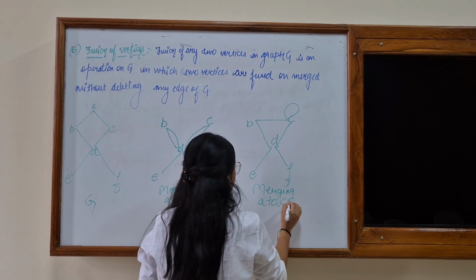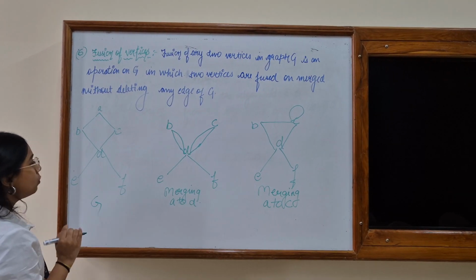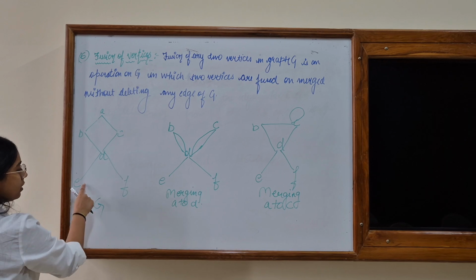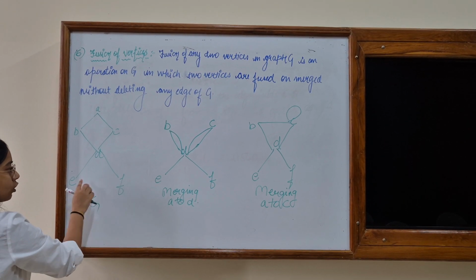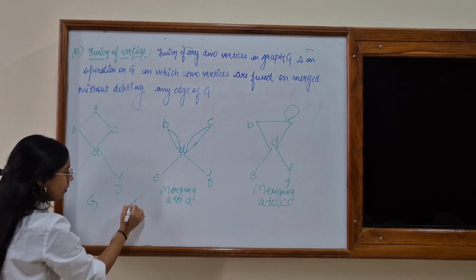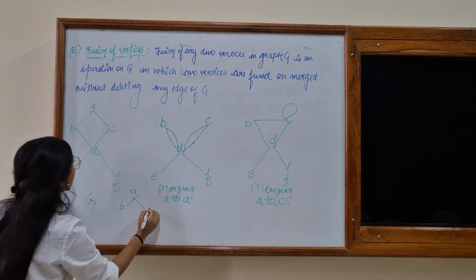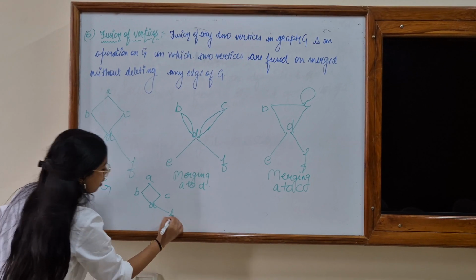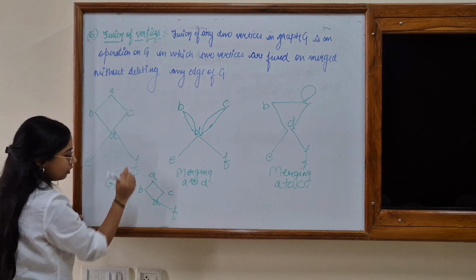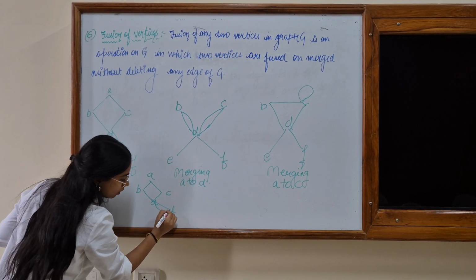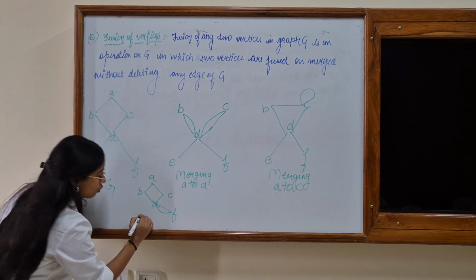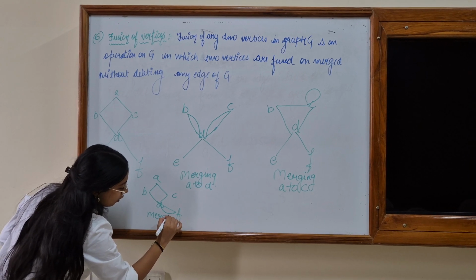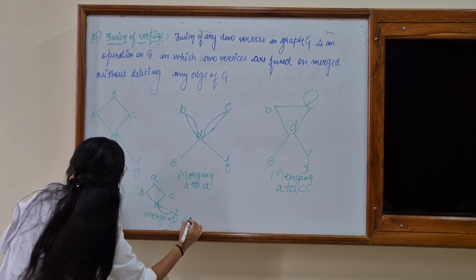And if we want to merge E to F, these two are not connected. So how do we merge them? A, B, C and D will remain the same, and F comes after E, so E will be merged here. It will simply form another edge like this. So this is merging E to F.